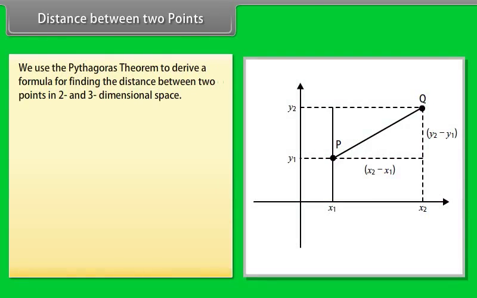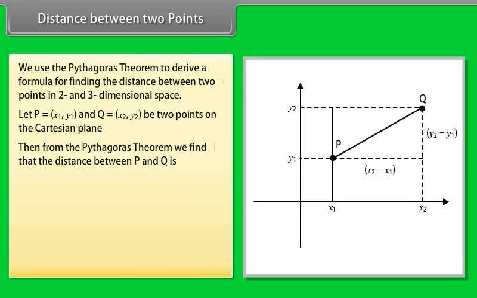Distance between two points. We use the Pythagoras theorem to derive a formula for finding the distance between two points in 2- and 3-dimensional space. Let P = (x1, y1) and Q = (x2, y2) be 2 points on the Cartesian plane as shown in the figure. Then from the Pythagoras theorem, we find that the distance between P and Q is PQ = square root of (x2 - x1)² + (y2 - y1)².